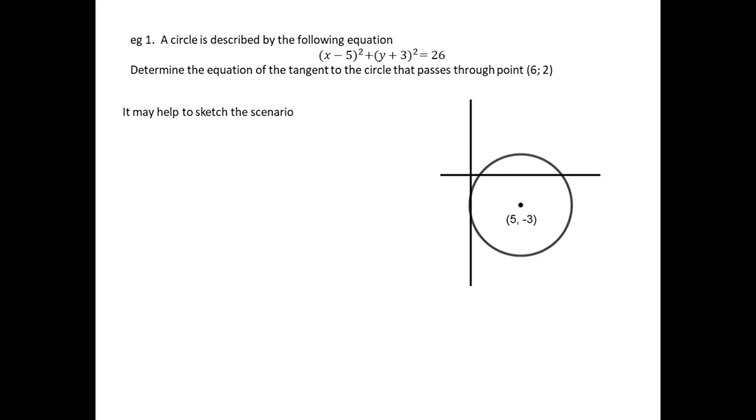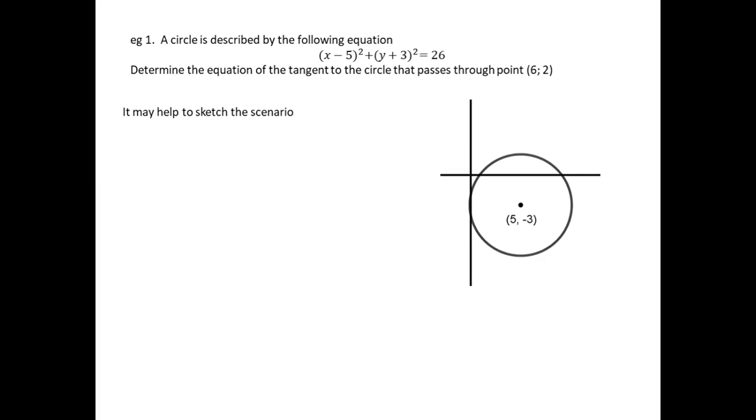Example number 1. A circle is described by the following equation. There it is. We need to determine the equation of the tangent to that circle that passes through the point (6, 2). Let's see what we have here. It may help to sketch the scenario. Here is a sketch. Look at that. Aren't my artistic abilities fantastic?